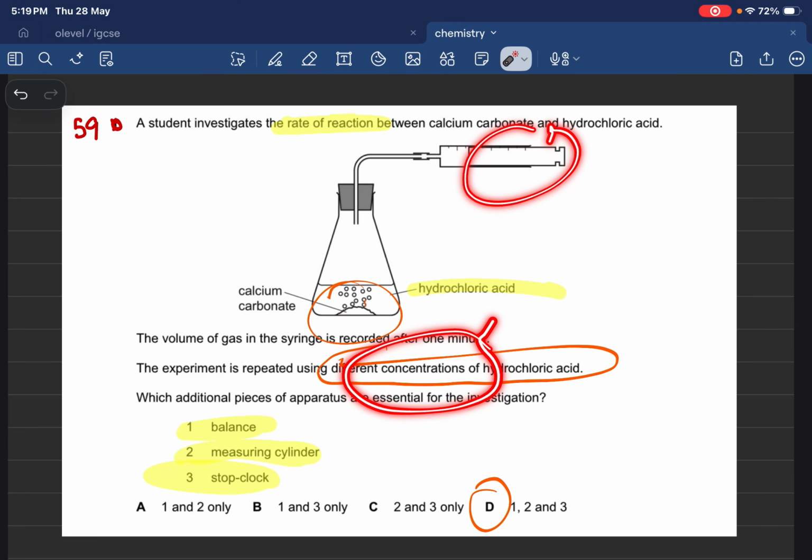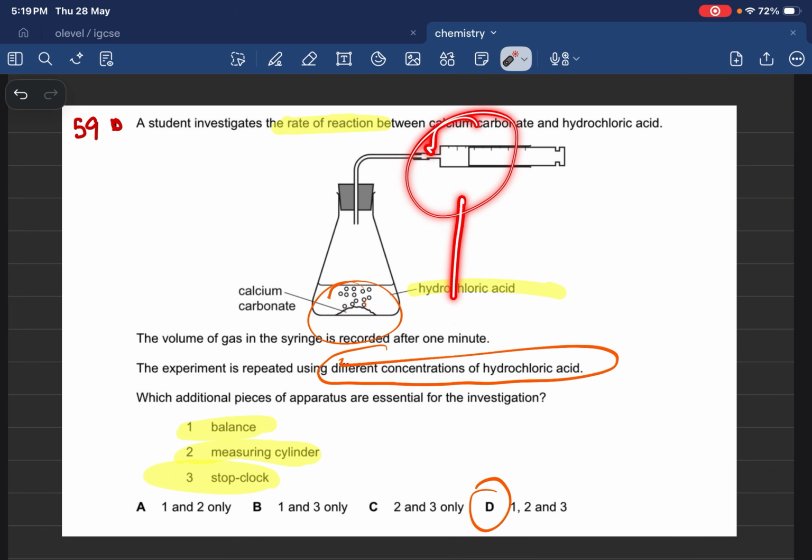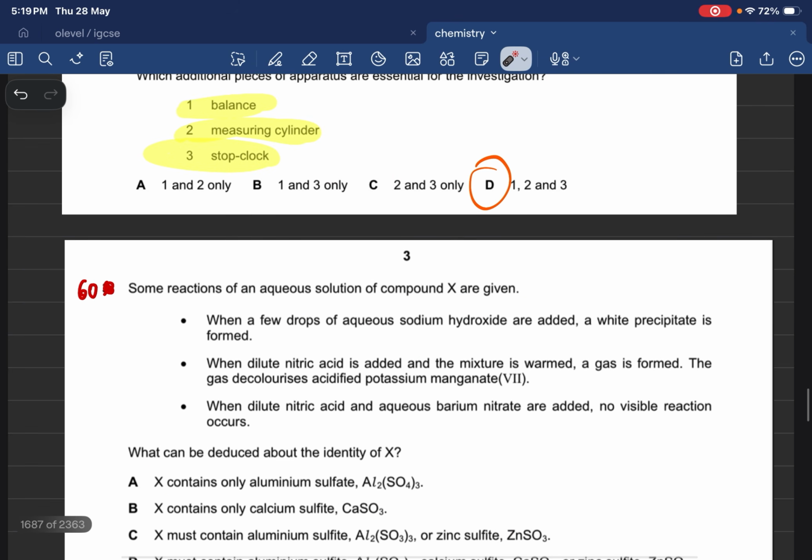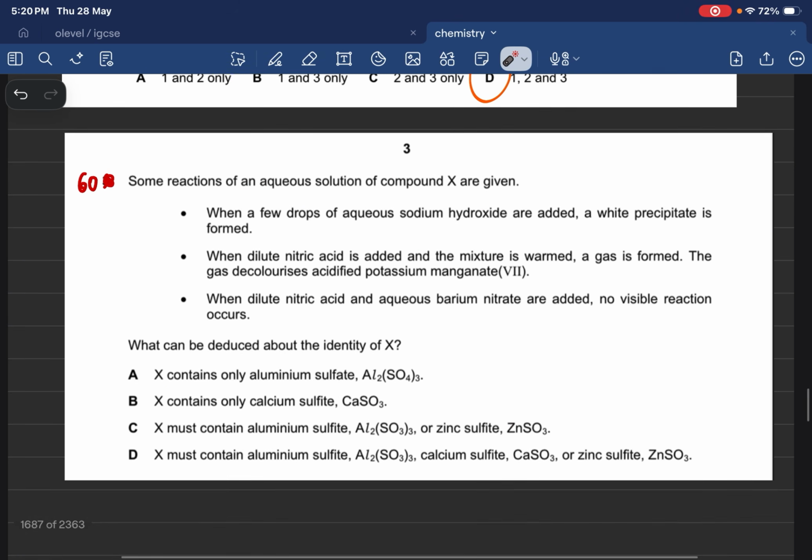That's why I need a balance to measure the exact mass. I need to keep the mass constant in each experiment so that I know that the results are being produced because of the different concentrations and not because of the different mass. I need a measuring cylinder, so I know I have a fixed volume every time. The amount of gas is only affected by the concentration, I need to only know the effect of concentration on it, not other things, okay? And a stop clock, because obviously I'm measuring time, okay?